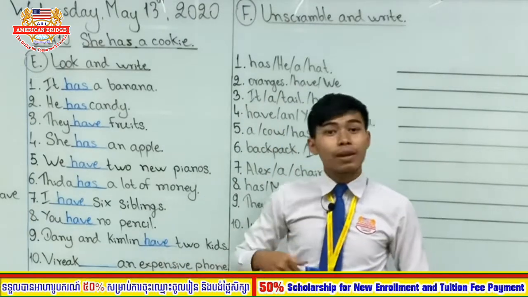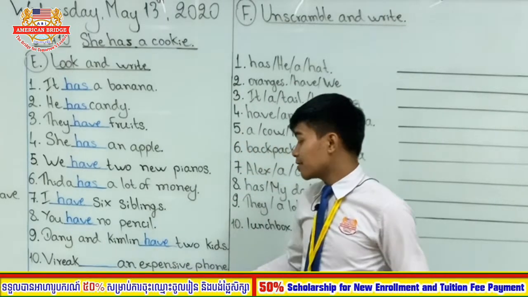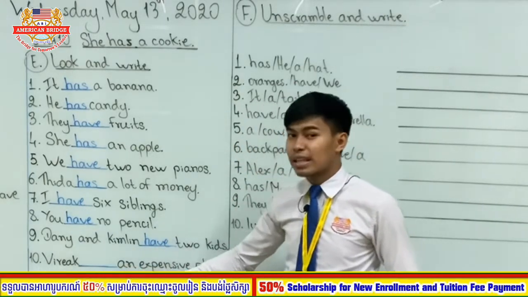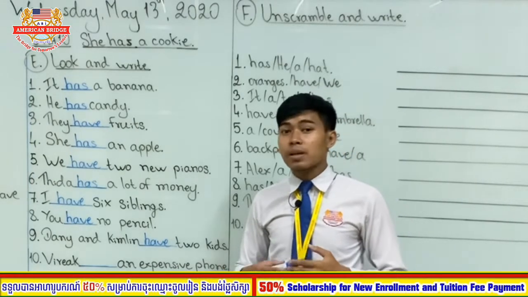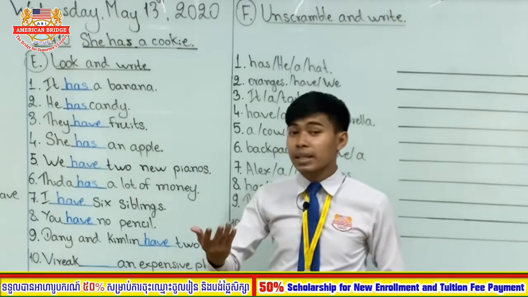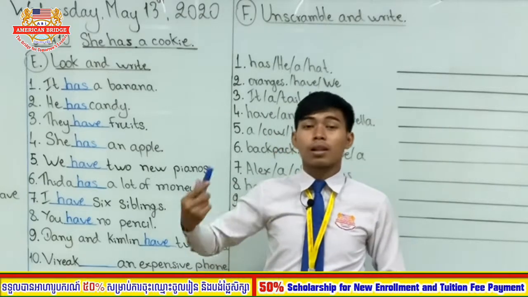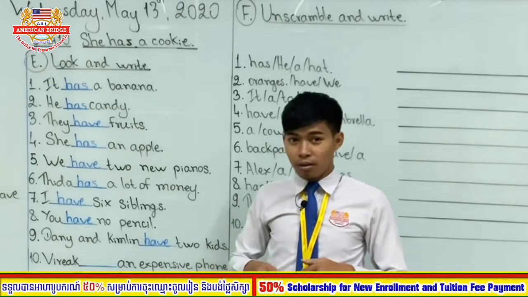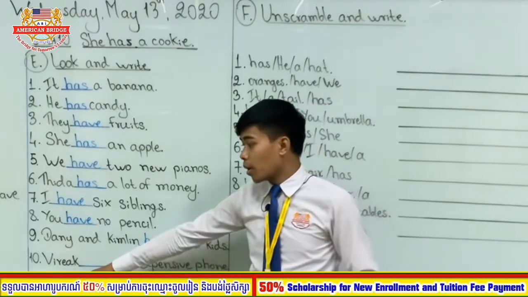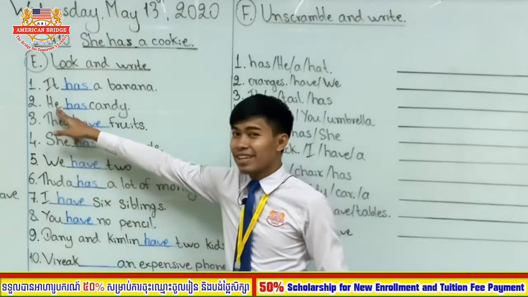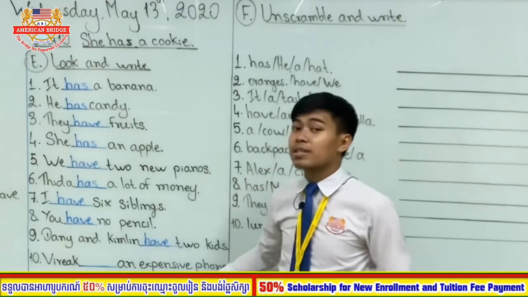Now let's go to our last item of exercise E. Virat has an expensive phone. You know "expensive," right? When something is expensive, it means that you have to pay a lot of money. For example, an iPhone is more than $1,000, so it is very expensive. Virat is one person, he is a boy. So if it is a boy, the subject is "he," right? He we use with "has." So Virat has an expensive phone.